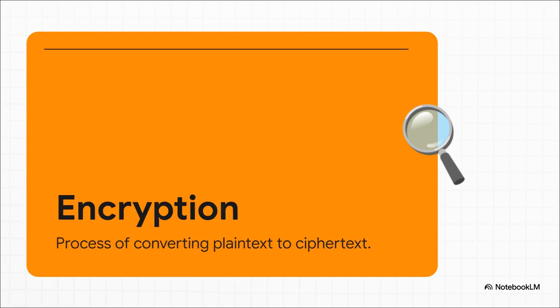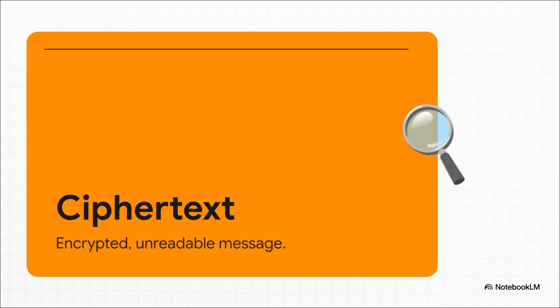So to protect that plaintext, we have to perform encryption. Now, this is just a fancy word for the process of scrambling it all up. You take a secret key and a special mathematical formula, an algorithm, and you basically lock that readable message in a digital safe. And what comes out on the other side?